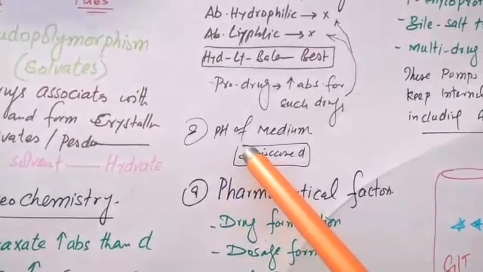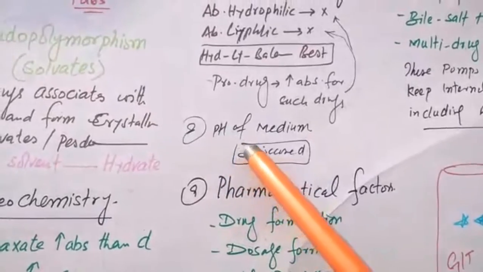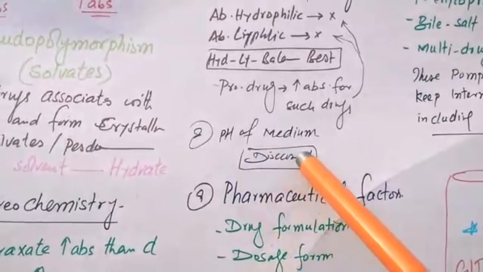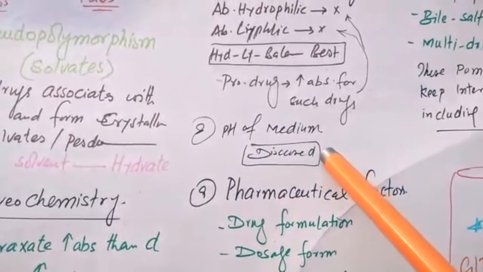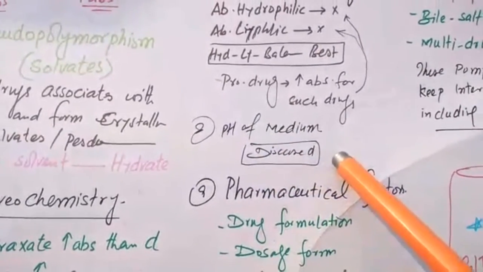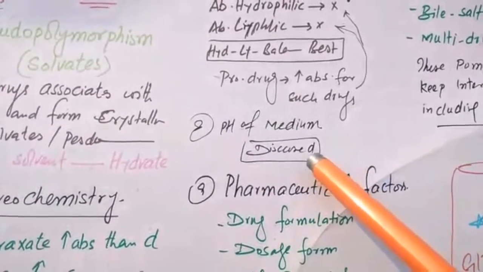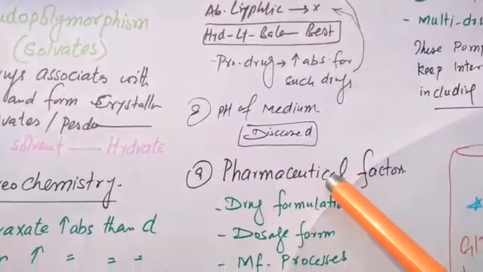Next factor in physicochemical factor is pH of the medium. So this factor I have discussed in absorption video series under the topic Henderson-Hasselbalch equation.